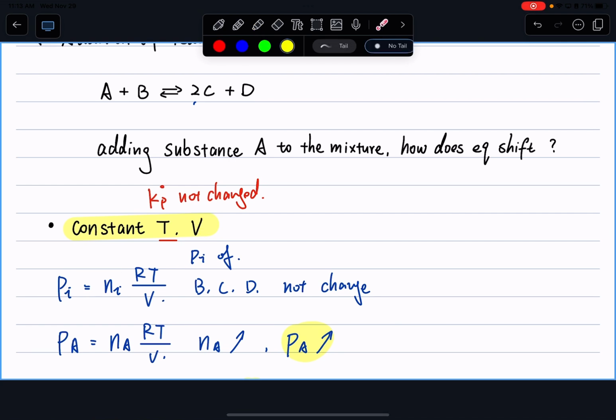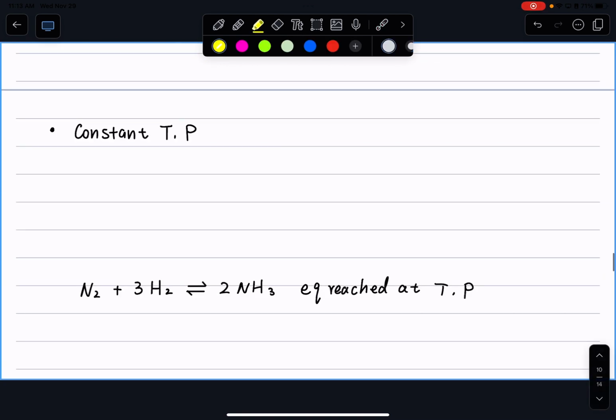So your partial pressure is always proportional to the number of moles, and this principle stays true. It is generally true for constant temperature and volume processes. But when we move on to constant temperature and pressure scenarios, then there might be exceptions. So let's see how that works out. Now we're talking about constant temperature and pressure. Again, for constant temperature, let's just write that your Kp is not changing.